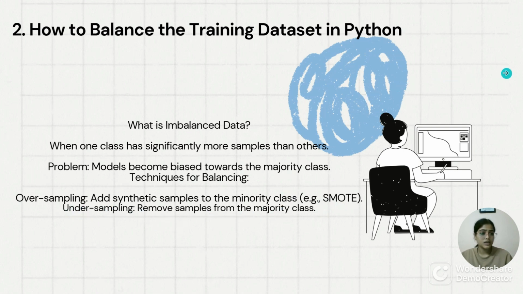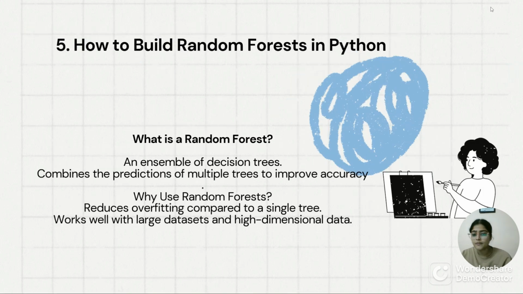And now move to another one: how to build a random forest in Python. First we understand what is a random forest. An ensemble of decision trees that combines the predictions of multiple trees to improve accuracy.